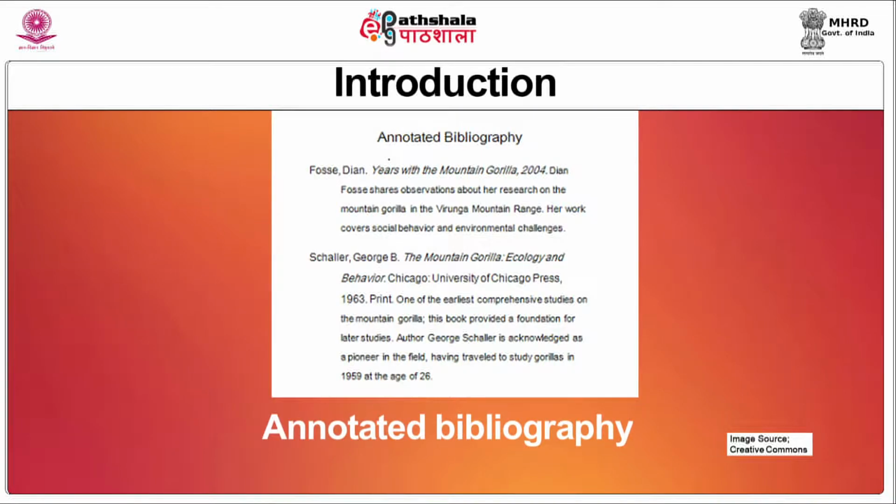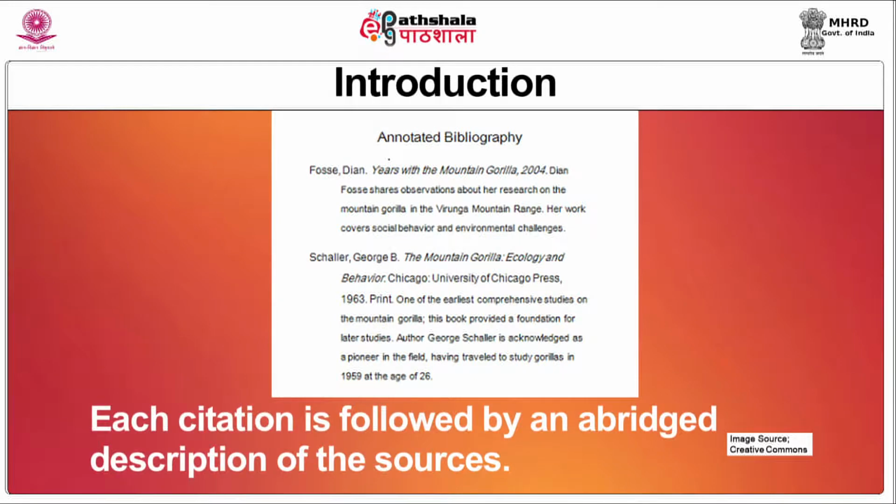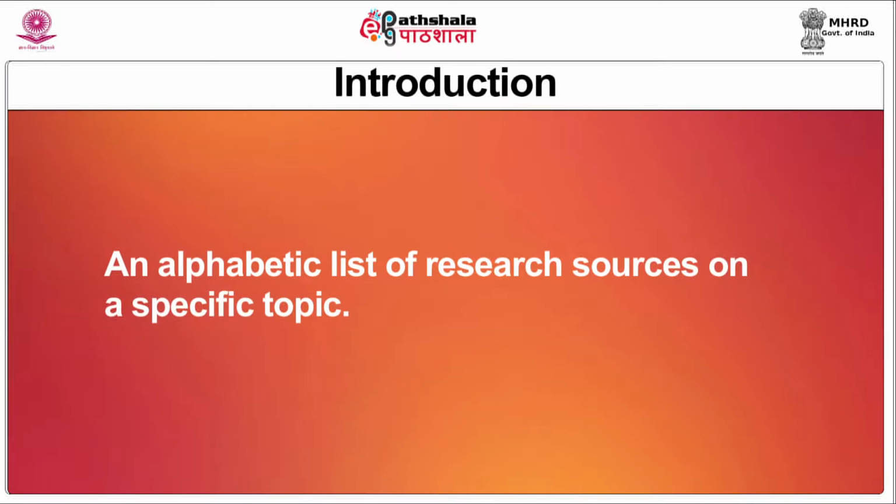And annotated bibliography is simply a list of sources related to some topic in which each citation is followed by an abridged description of the sources containing complete citation information and mostly a paragraph about the source. We can say that an annotated bibliography is basically an alphabetic list of research resources on a specific topic.